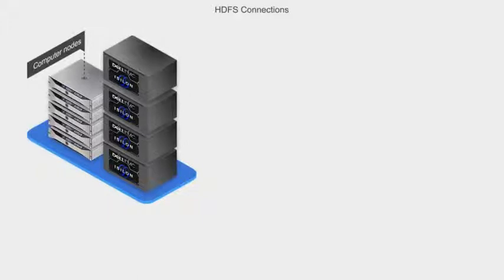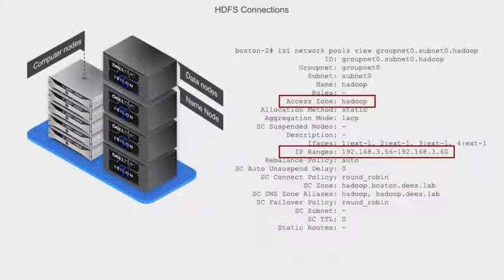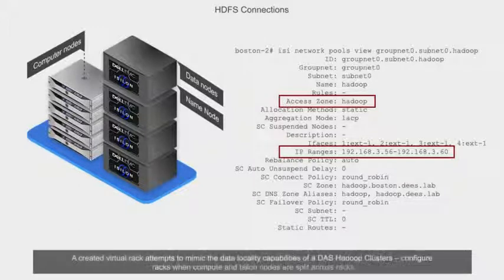HDFS connections are made up of two separate connections, a name node connection and a data node connection. For data node IP allocation, the name node gets all the IPs in the access zone, in this example, the Hadoop access zone. Next, the name node looks at the rack configuration and gets the IP addresses for the rack. The name node also checks if any IP addresses are blacklisted. Then the name node gives out rack IP addresses first based on client IP. Otherwise, it returns IP addresses across the entire zone.